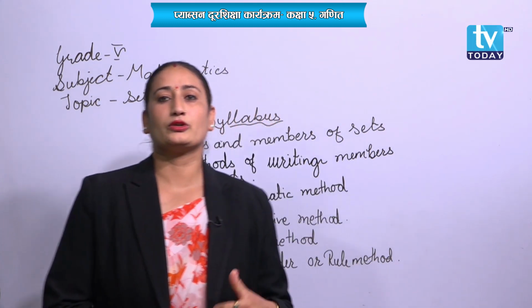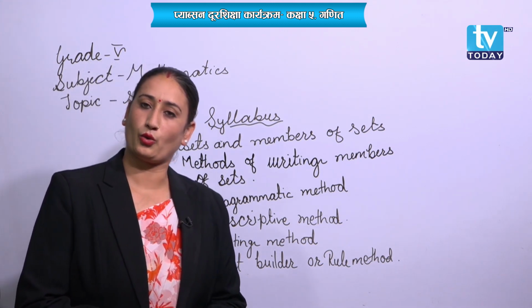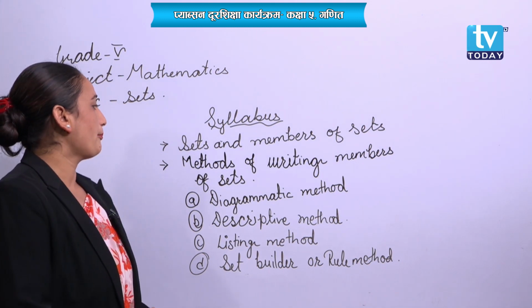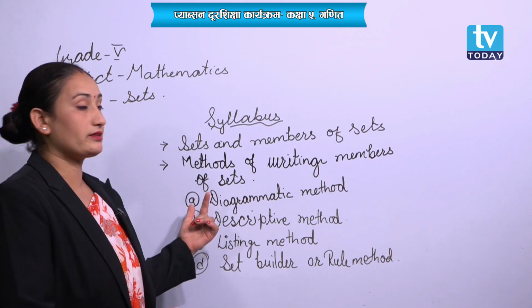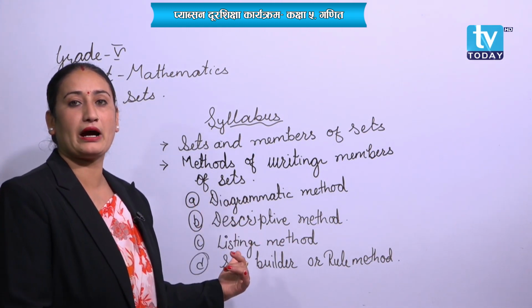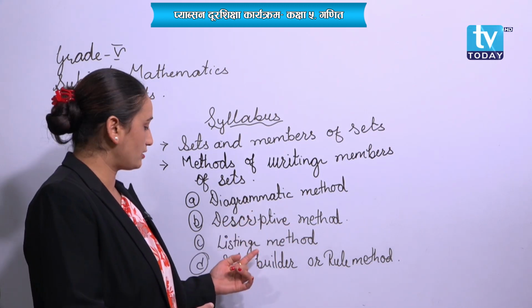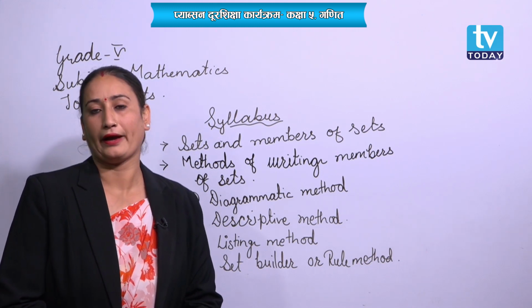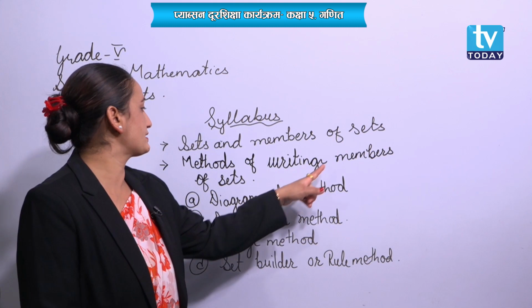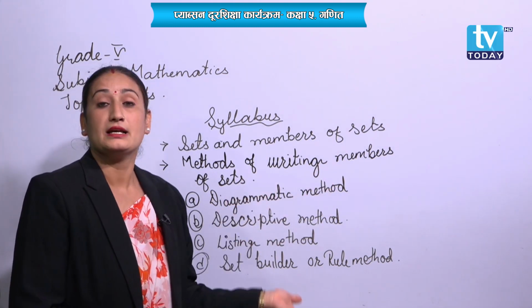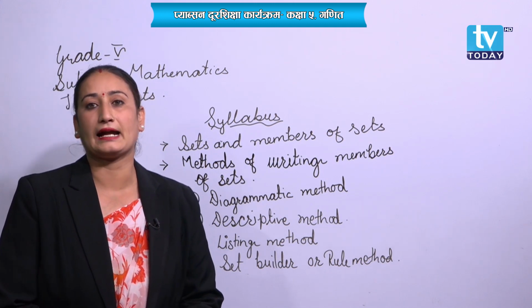So, first, let's look at the syllabus. The first one is sets and members of sets. Then, methods of writing members of sets. Then, the diagrammatic method. In that, we are going to learn about the diagrammatic method, listing, that means the descriptive method and listing method, and the set builder or rule method. Okay, these are 4 different methods which come under writing members of sets. So students, first of all, we will learn on it, and then types of sets at last.